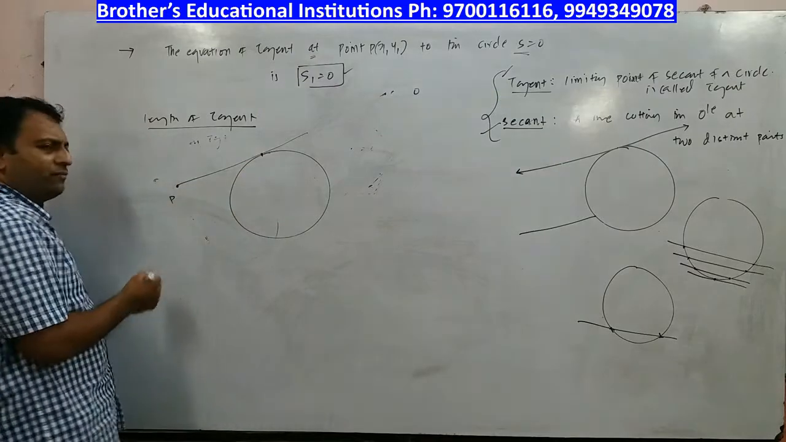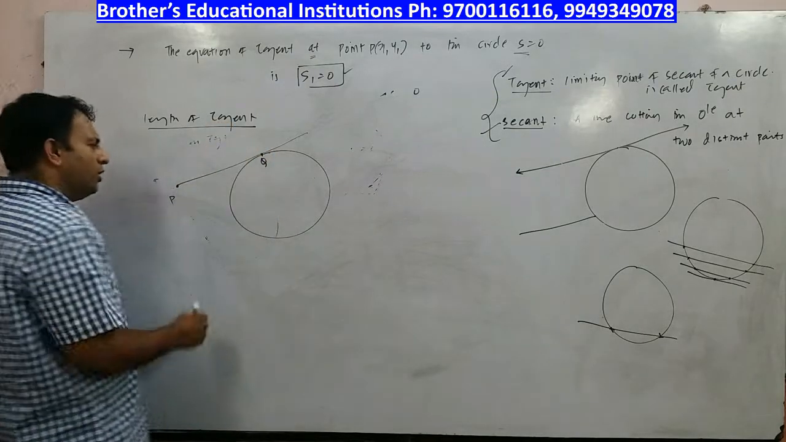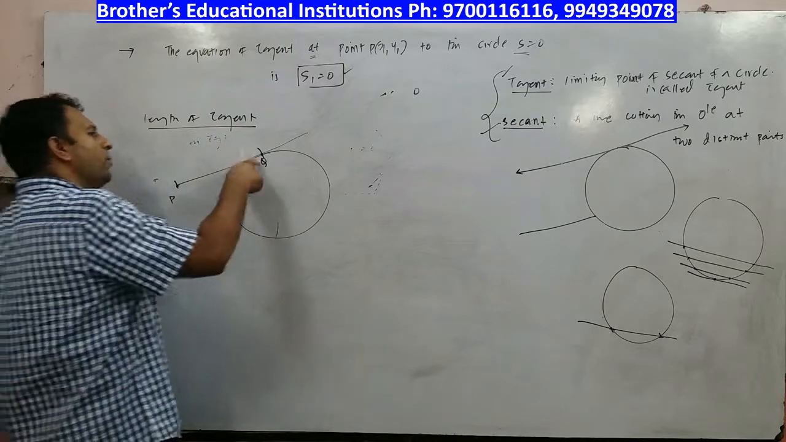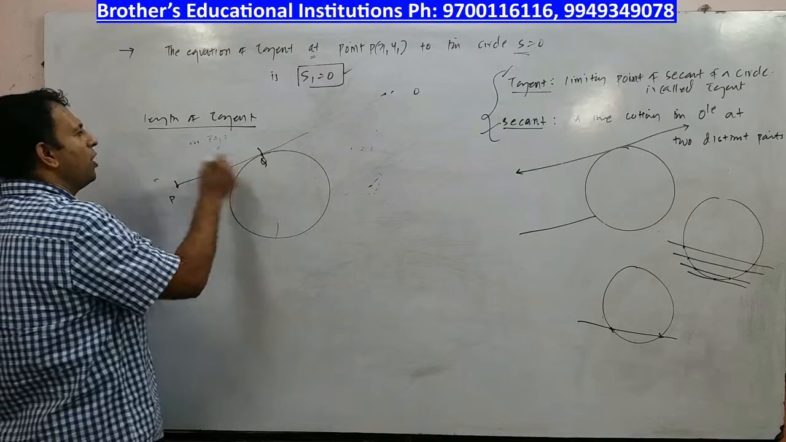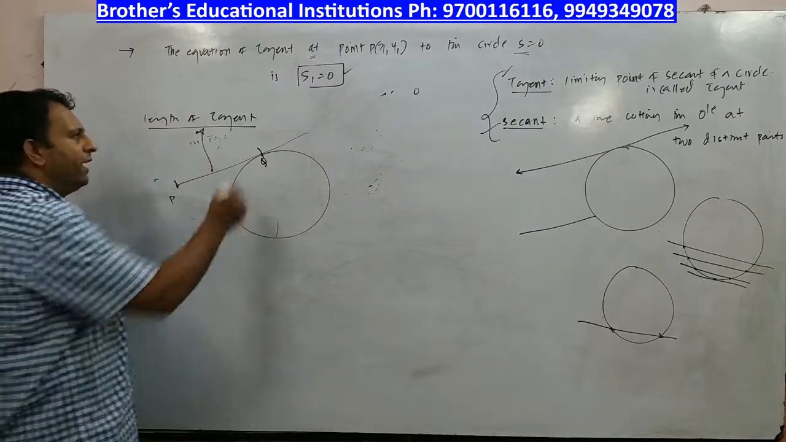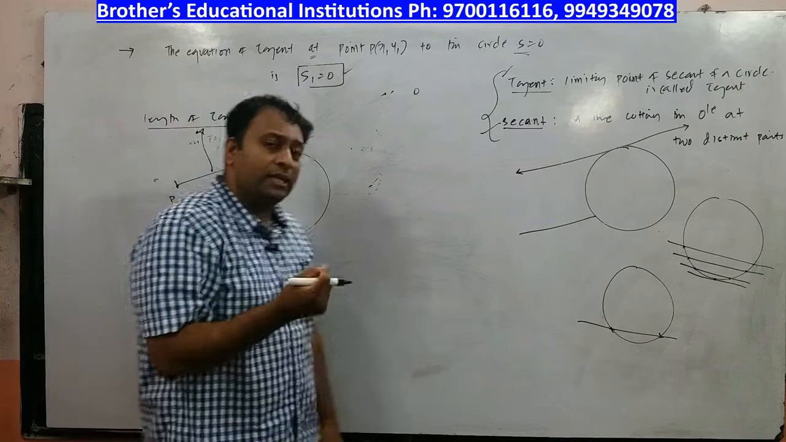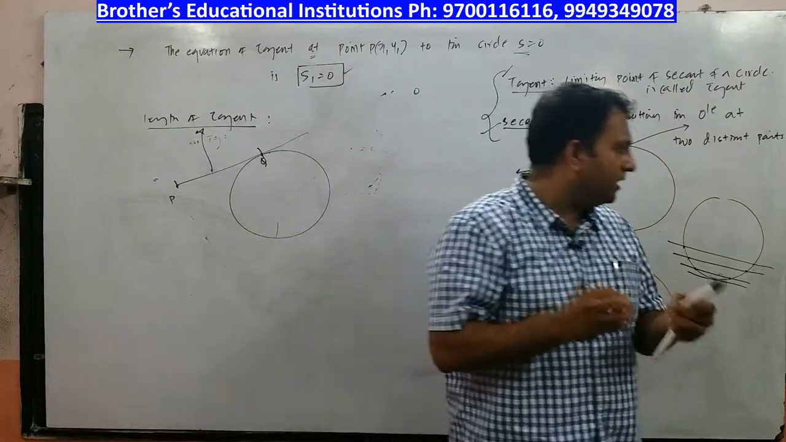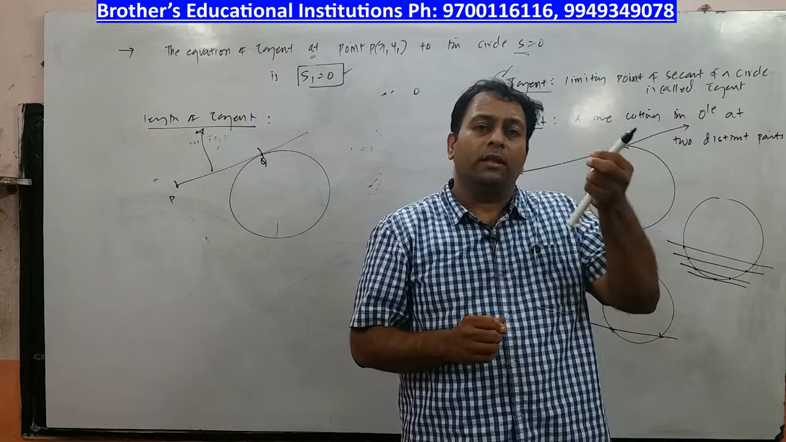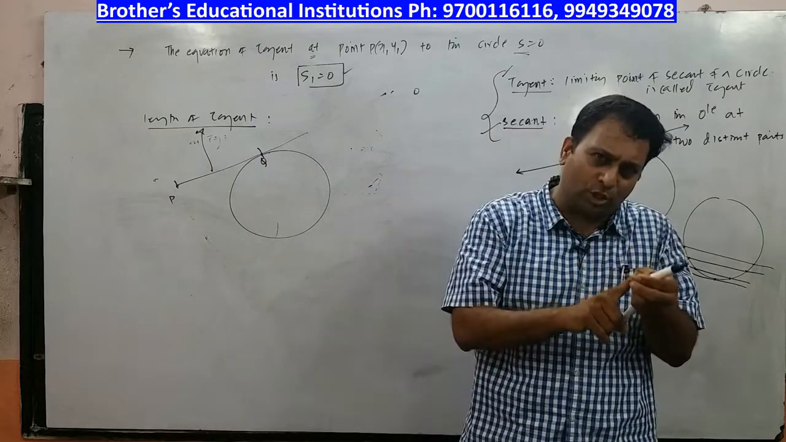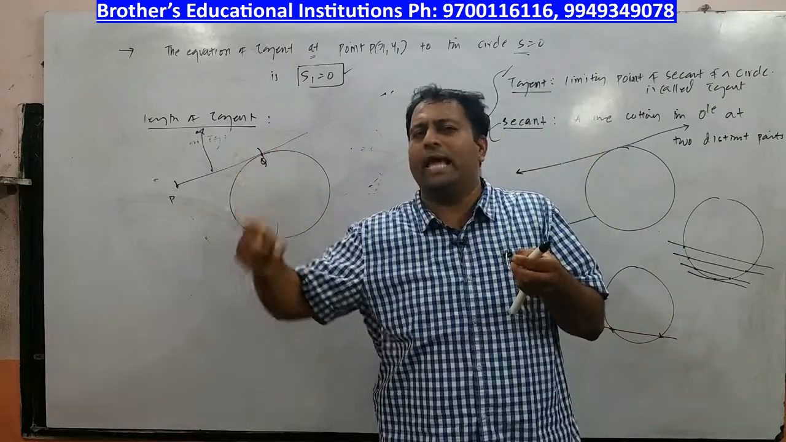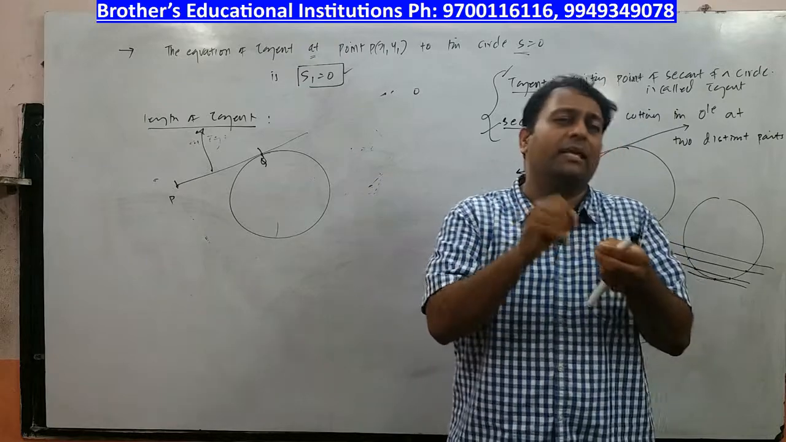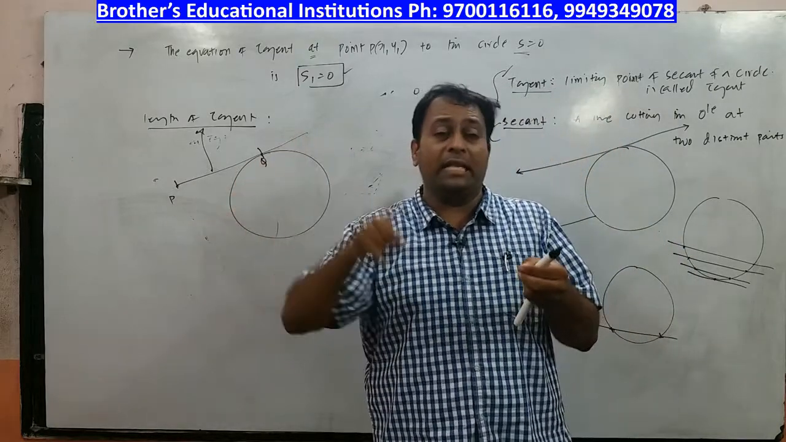This is point P from where you are drawing a tangent. Let me call this Q. Now this length, my dear children, from where you are drawing the tangent to the point where it touches the circle, this length is called length of tangent. The definition of length of tangent is, you may note it down, the distance from the point from where the tangent is drawn to the point where the tangent touches the circle.